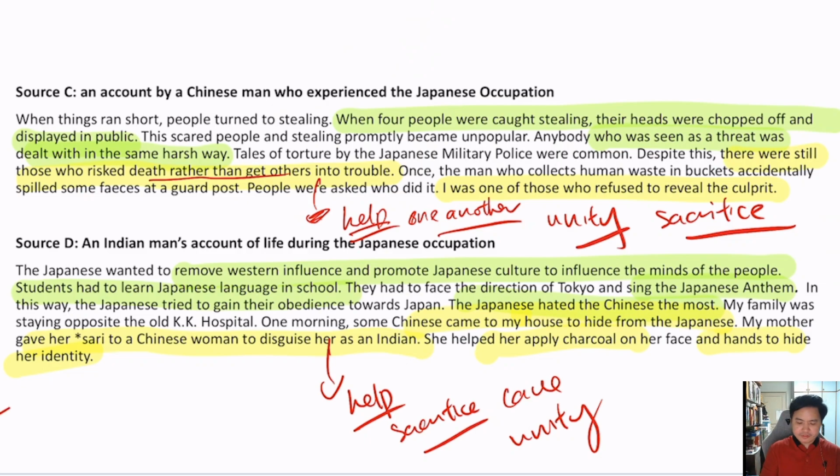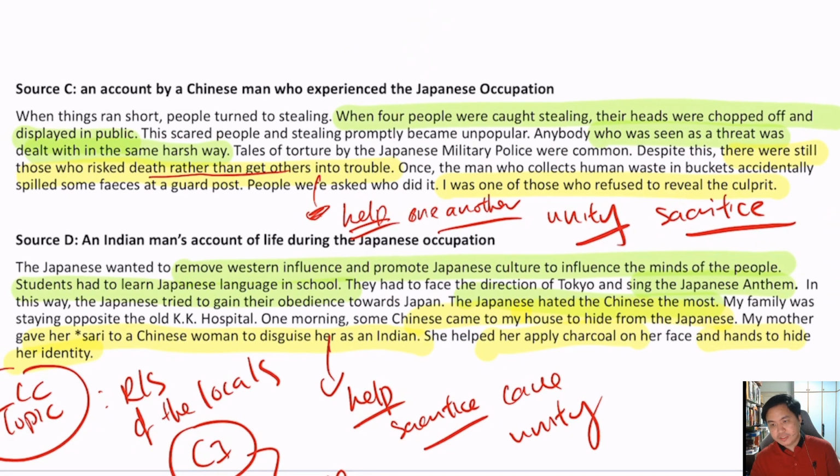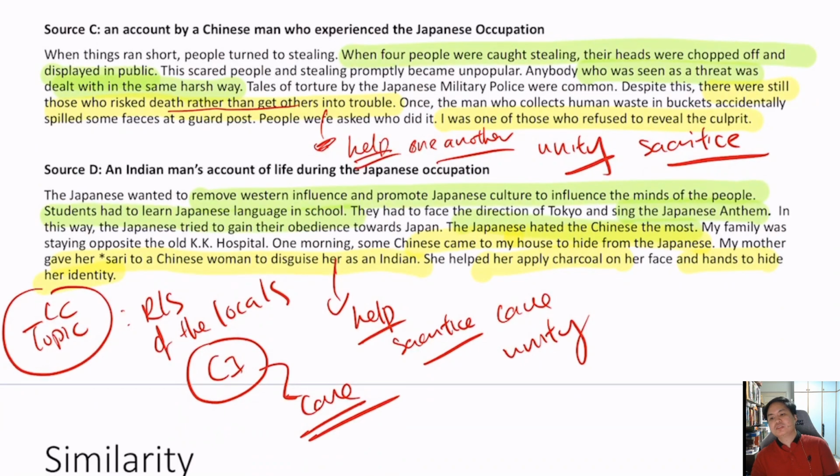Alright, so I have found my topic here. My topic is the relationship of the locals. And my common inference is that they care. Right? They care for one another. My topic on my common criteria is the relationship. I'm talking about the relationship as my topic. And then my inferences both show that the local people actually care a lot for one another.